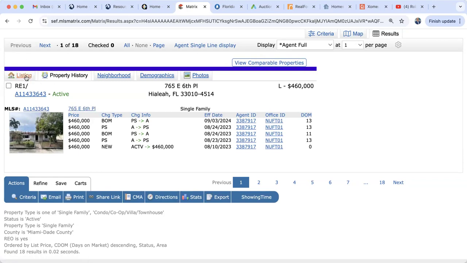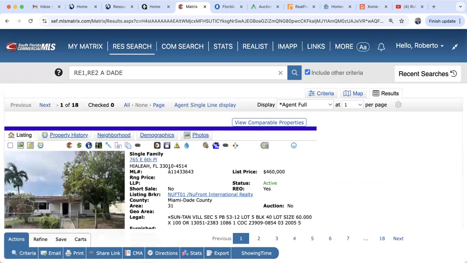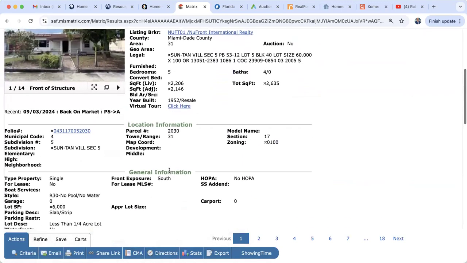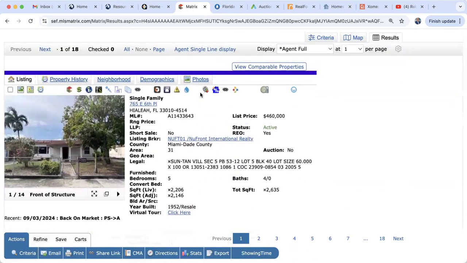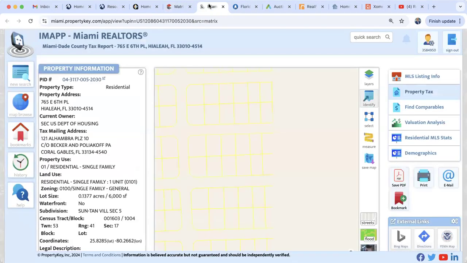We're going to go ahead and click on listing here and take you back to the listing. And this is a lot size of 6,000 square feet. So it's a 6,000 square foot lot with a 2,200 square foot home. All right, so it's a nice size. What we want to do is maybe check the comparables using IMAP. IMAP is one of my favorite tools, and it's this little eye right here. It's going to allow us to run a quick valuation on the property, see what the comps are looking like around this area. So we're going to go ahead and open this in a new window, and we're going to use IMAP right now.